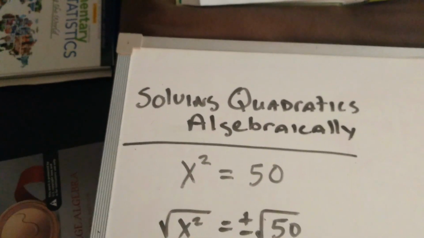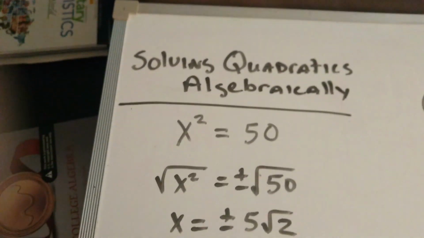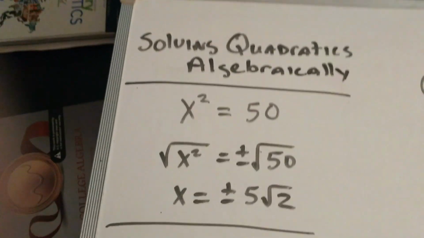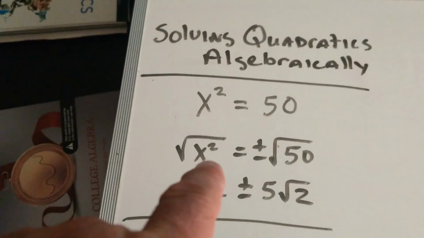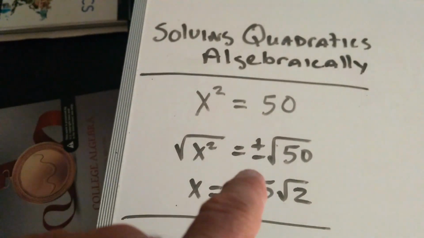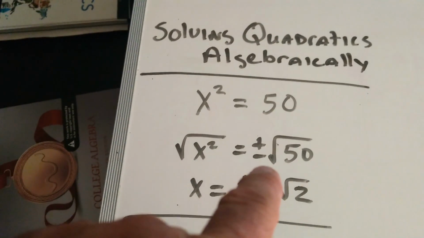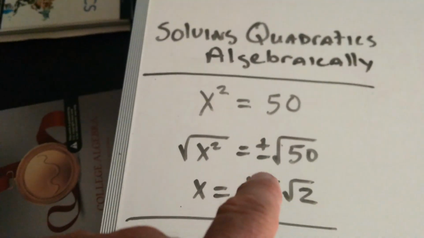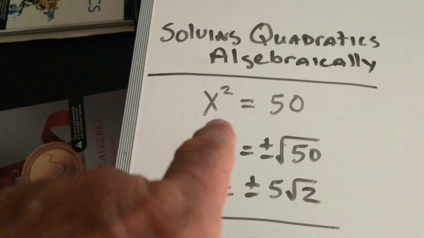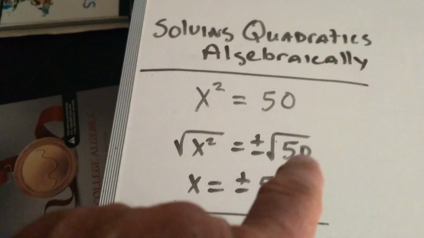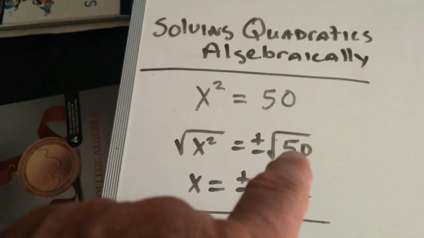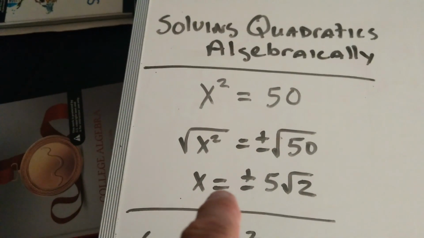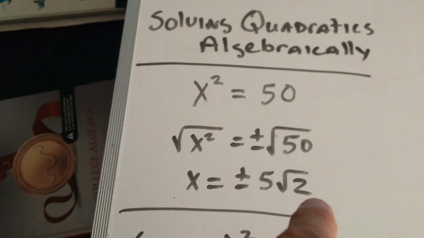So in this first problem, we have x squared equals 50, which we take the square root of both sides. Remember the golden rule in algebra: what I do to one side, I must do to the other. Also remember that when you take the square root of a value, you have a plus or minus there, because we don't know whether it was a negative or a positive that was placed in here. We simplify the square root of 50 by doing 25 times 2. The square root of 25 is 5, so we get our final answer of x equals plus or minus 5 square root of 2.